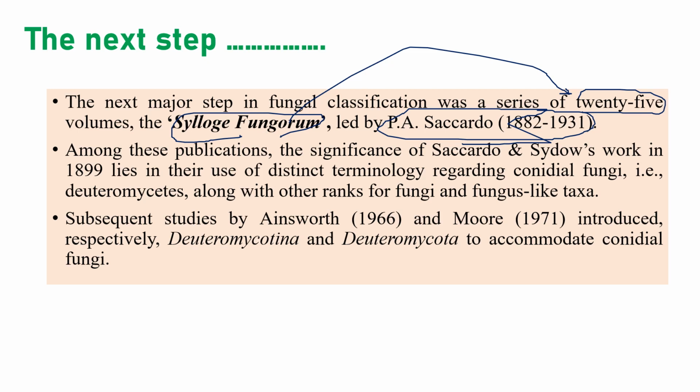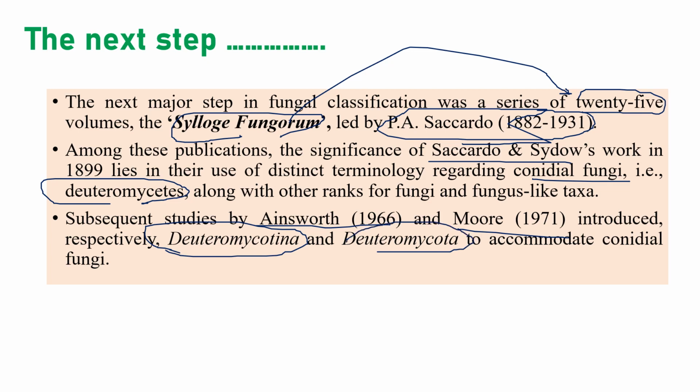Among the various publications, Saccardo's and Snyder's work are basically regarding the conidial stages of fungi. They classified a lot of Deuteromycetes. When it comes to subsequent studies like the Ainsworth classification and Moore classification of 1971, they introduced a new thing called Deuteromycotina or Deuteromycetes, which was actually the conidial fungi at that time. These fungi produce no sexual stages, or no sexual life cycle can be observed.